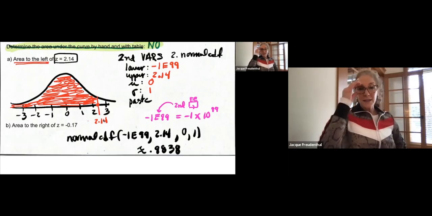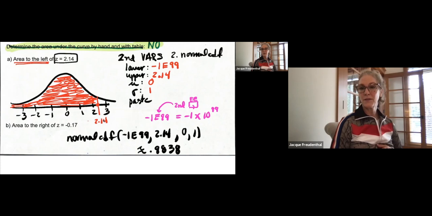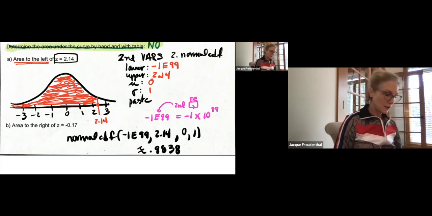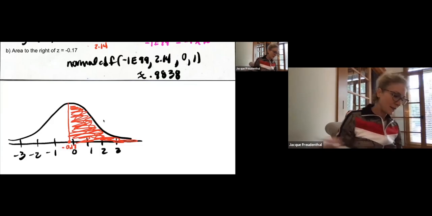Okay, so that's the area that's described, shaded in red. That's the area to the left of 2.14. Let's try that with the second one. The second one is the area to the right.